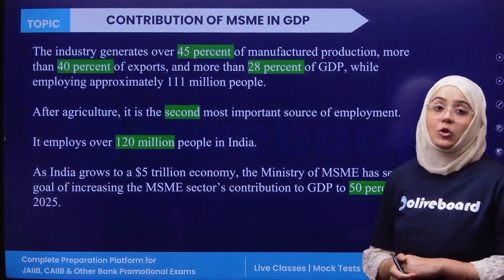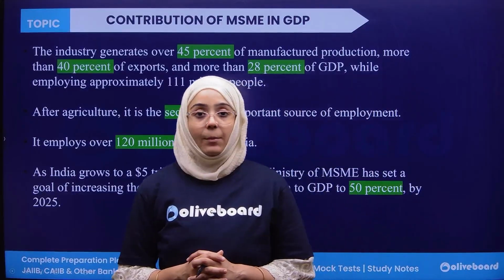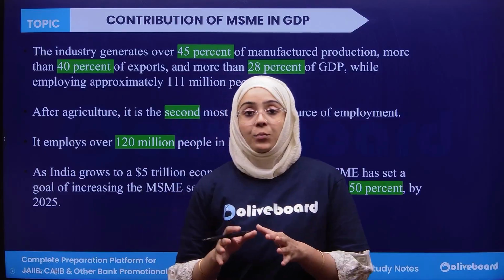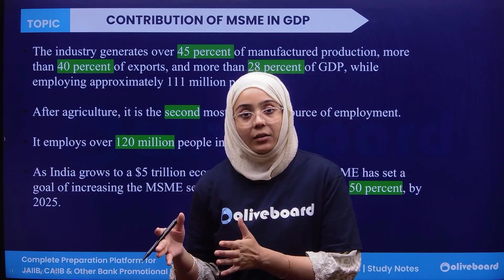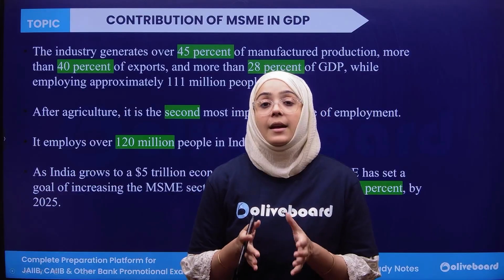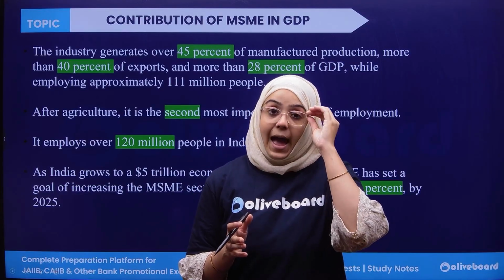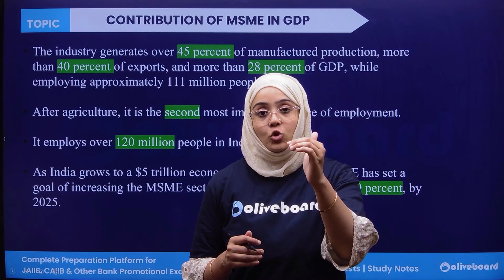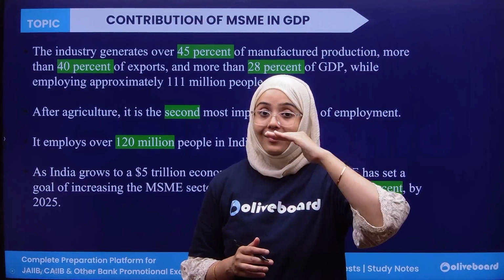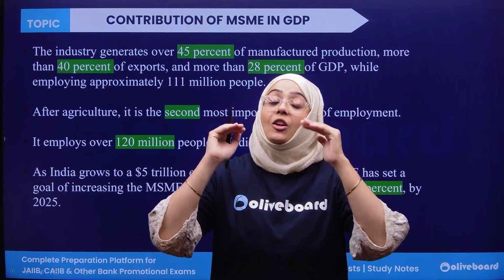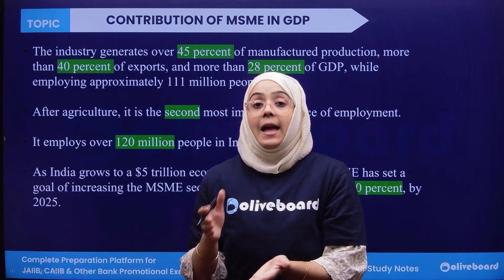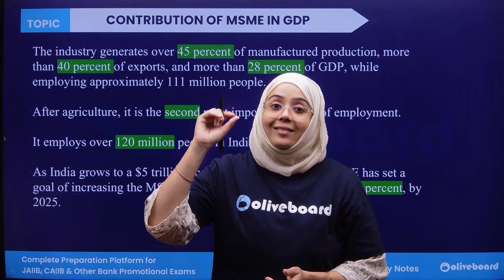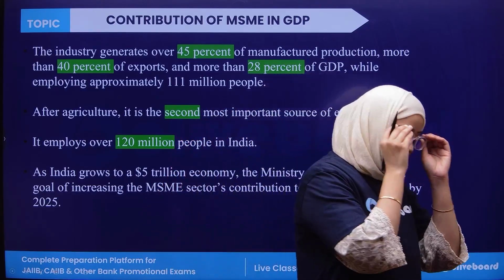When we are talking about the contribution of micro, small and medium enterprises in the GDP, as I have already told you, in GDP contribution, today the most contributing sector is the service sector. Then in second number, it is micro, small and medium enterprises. And in third number, it is the agriculture sector. So in terms of GDP contribution, MSME's contribution is second. Whereas in terms of employment generation, MSME contribution is also at second number. So they both come in the second number.